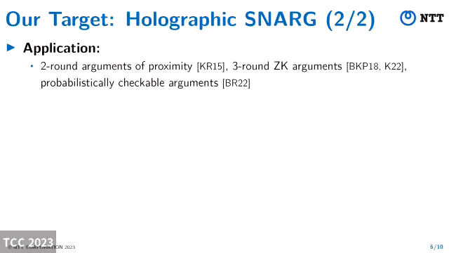Recently, holographic SNARGs have been used as a building block, as a cryptographic object. In particular, they have been used to obtain two-round arguments of proximity, three-round zero-knowledge arguments, and probabilistically checkable arguments.